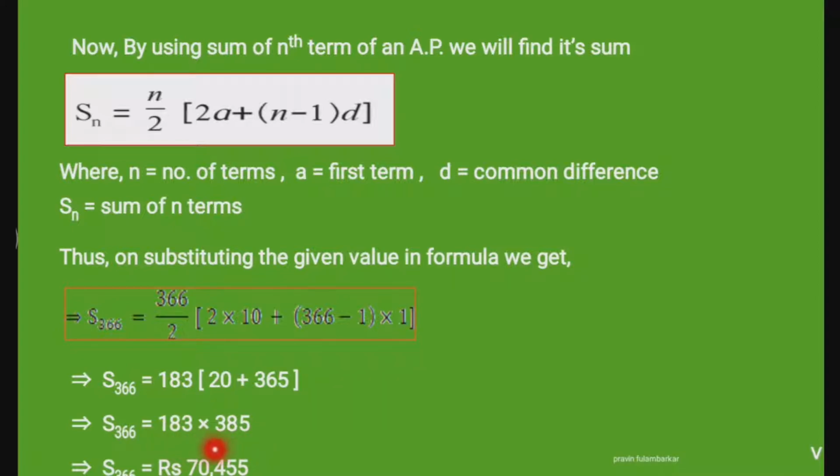385. So after multiplying these two terms we get 70,455. That means the total saving in a year is rupees 70,455. So in this way, by using the formula, we can calculate the total saving of the year.